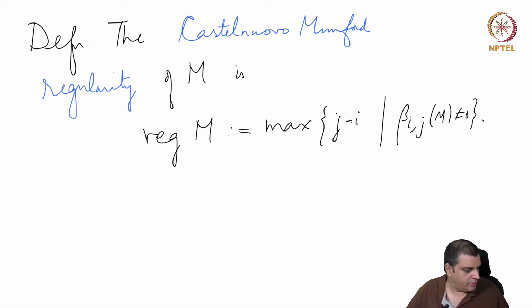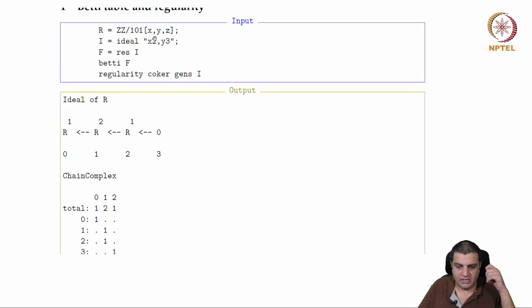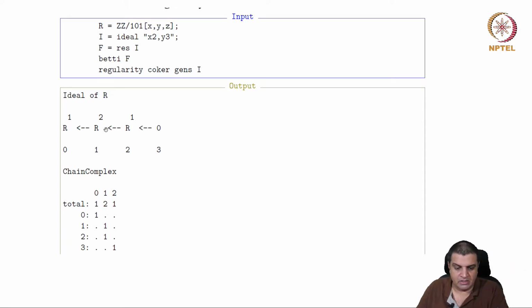Okay, so we can look at a Macaulay2 example. We take a polynomial ring in 3 variables x, y, z. Then we ask for the ideal generated by x squared and y cubed, and then we ask for the resolution of I. Then we ask for what is called the Betti table of I. One can show that this is a regular sequence. Okay, x squared is a non-zero divisor, and y cubed is a non-zero divisor modulo x squared. So this is a Koszul complex.